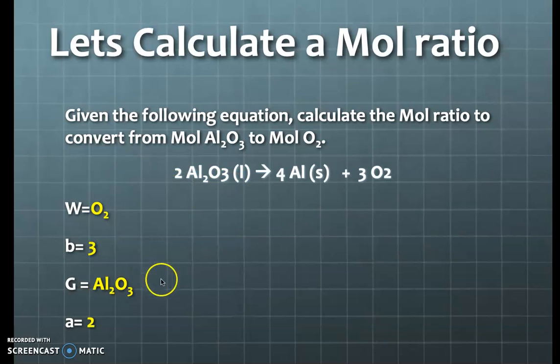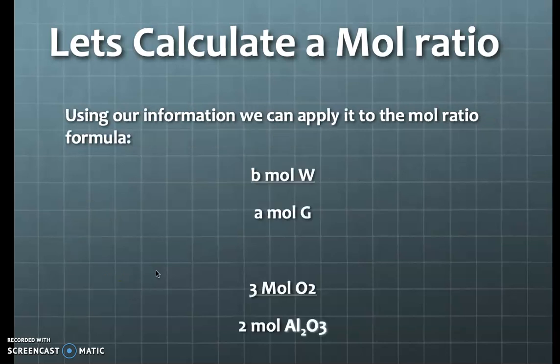So, taking this information right here, we plug that into the formula, the BMW over AMG. Okay, so 3 mol O2 over 2 mol Al2O3. So this is the conversion factor that we use when we're going from mol Al2O3 to mol O2. And we're going to see this again.